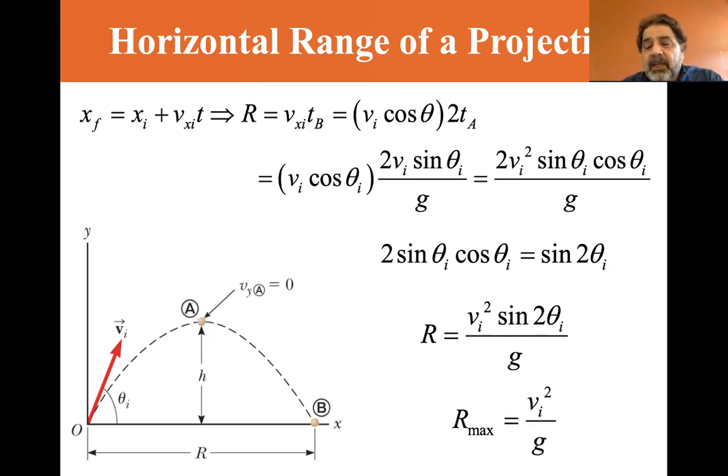So the max range is when theta equals 45 degrees, and it'll be Vi squared divided by g. That is the maximum range. And we'll see on a slide that 45 degrees is indeed the max, and every complementary angle, such as 30 degrees and 60 degrees, will land in the same spot. 15 degrees and 75 degrees will land in the same spot.